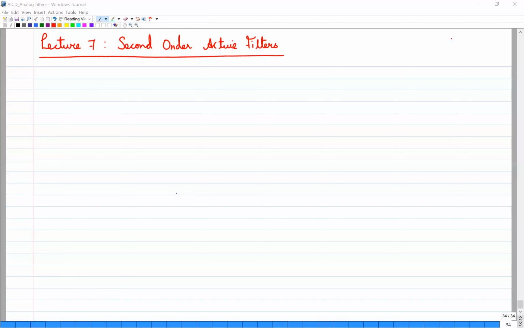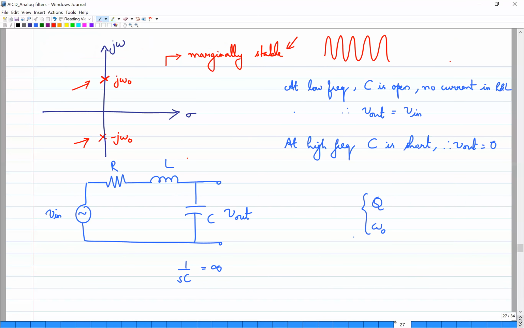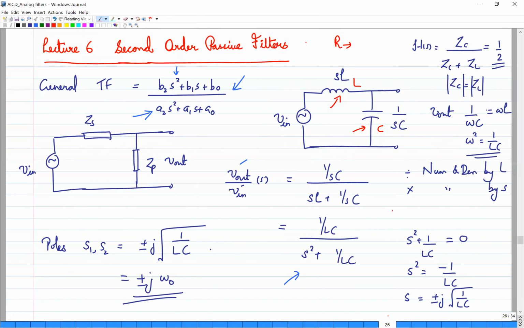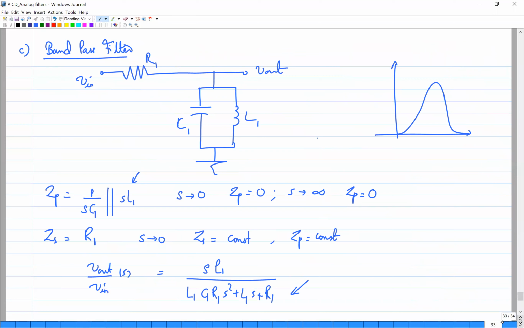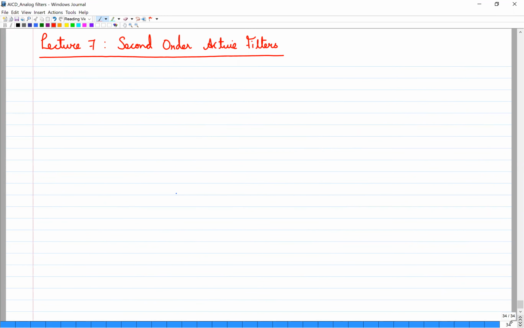Welcome to today's session. In the last class, we discussed second order passive filters, where we looked at the general transfer function of a second order passive filter and, using a voltage divider circuit and choosing various elements as series and parallel impedance, we implemented low pass, high pass, and band pass filters. In today's class, we'll start with second order active filters.